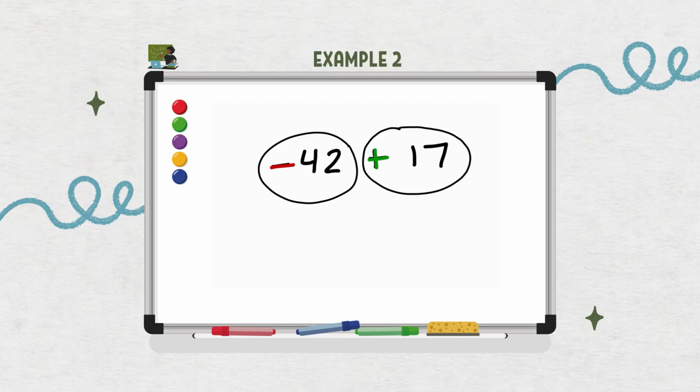So now I clearly see that I have two different signs. So we need to follow the rule of different signs, subtract the numbers, and keep the sign of the highest number. So 42 minus 17 is 25. And when I say keep the sign of the highest number, I mean literally between 42 and 17. So our final answer is going to be negative 25. We have more negatives than we have positives.